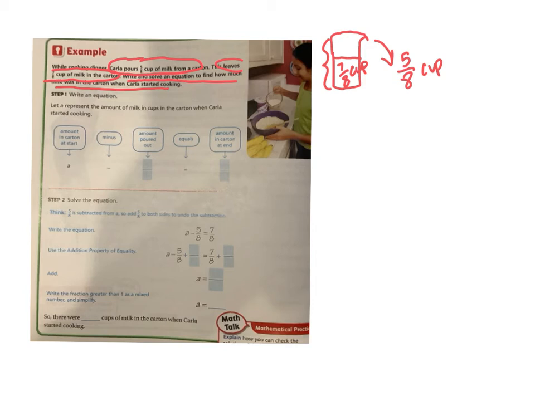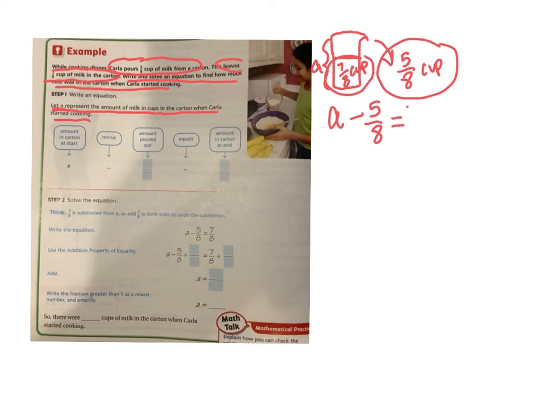So there's our variable. They chose A as a variable. Let A represent the amount of milk in cups that are in the carton when she started cooking, before she poured anything out. So if we started with A, and then we took some out, that much out, then what's left is this amount. And so hopefully you can see that sometimes when you draw those pictures, it helps to make sense of everything. So here's our equation. That's what we came up with. So A minus 5/8 equals 7/8, what's left in the end.